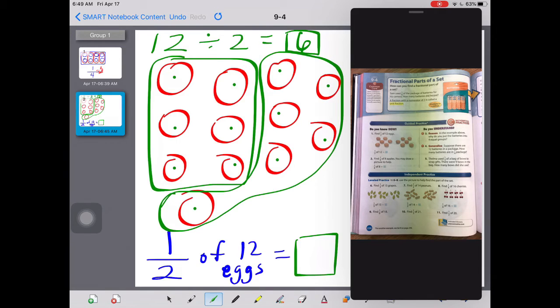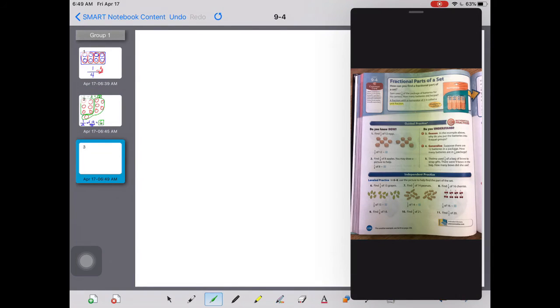1/2 of 12 eggs, I've split the amount of eggs in half. There's an equal amount on this side to this side. So 1/2 of the 12 eggs equals 6. Now let's take a look at number 2. It says find 1/4 of 8 apples.